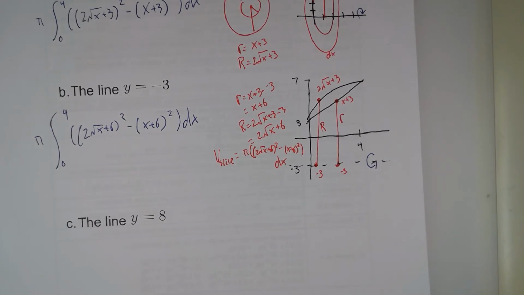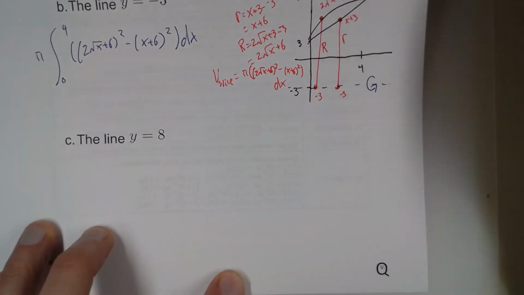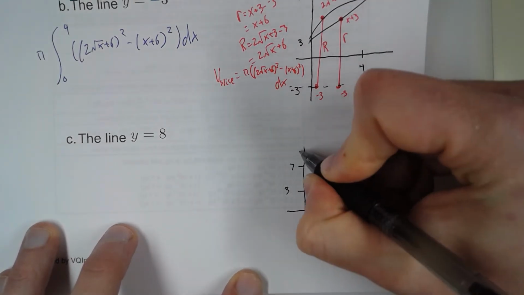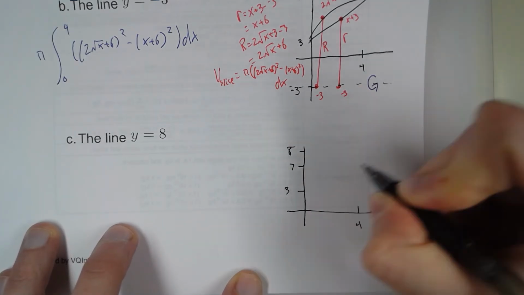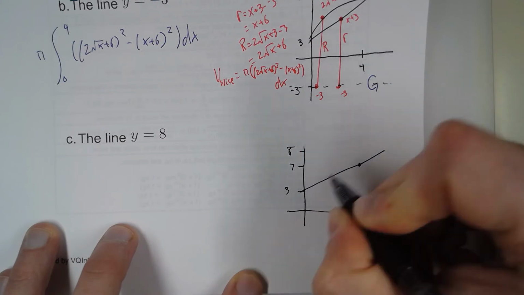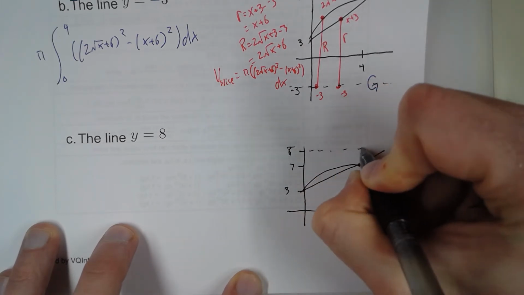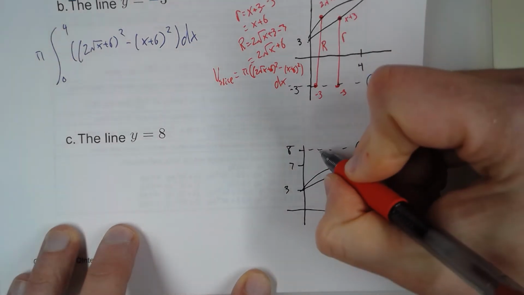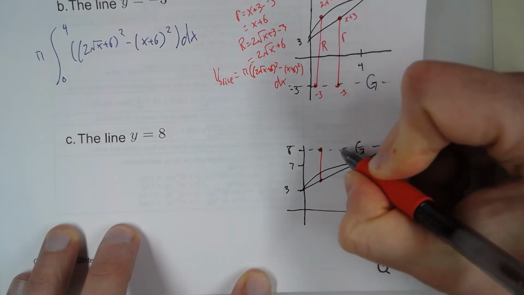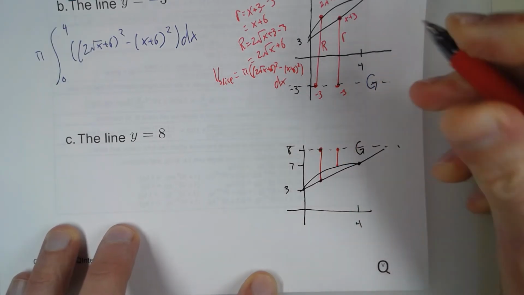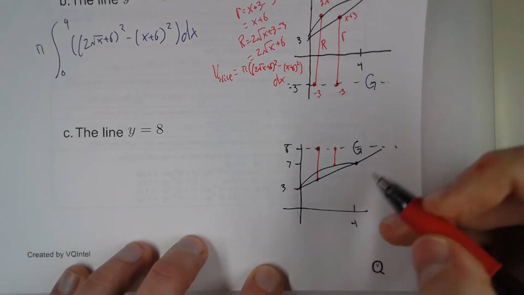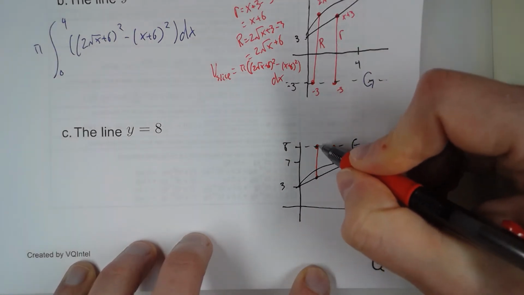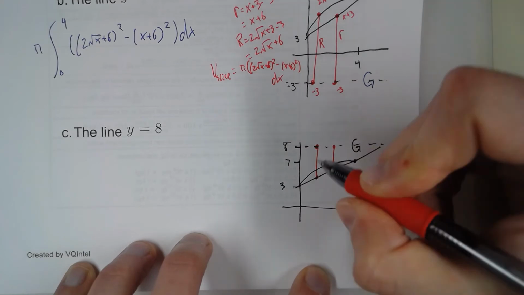Now for letter C, we're rotating around the line y equals 8. So we have our line, we have our curve, but now it's being rotated this way. A lot of people always get fixated on talking about up and down, and you can't think that way. The way you have to think about it is from the center, which one is further away? Well, it's going to be this one.